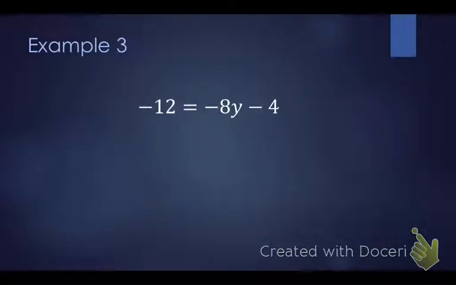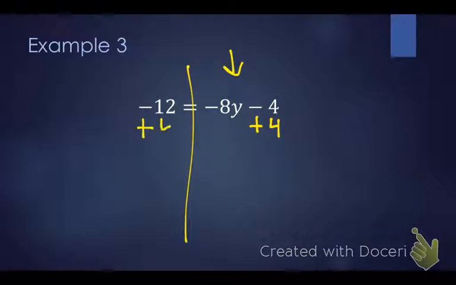Example number 3. This time, once again, PEMDAS backwards. We're going to draw our line, and we find our variable. It's on the right side again. But we have a multiplying by negative 8, and we have a subtract 4. We're going to do the opposite of subtracting 4 because we're going to follow the order of operations backwards. So we're going to add 4 to both sides.